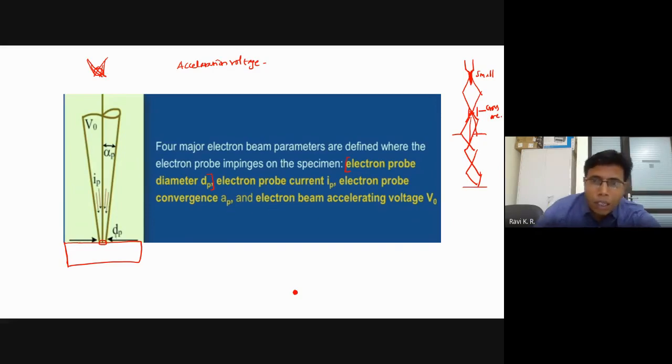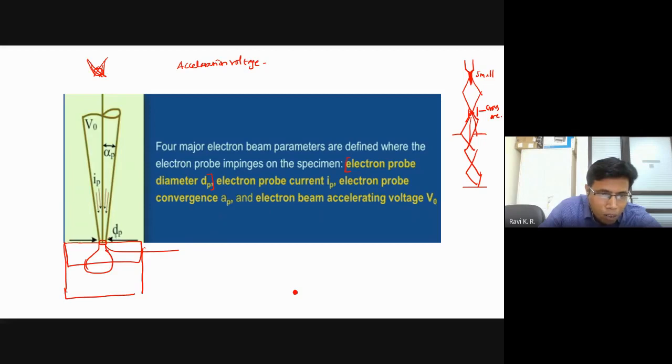So that way, we will see that the beam diameter is actually important, because the beam diameter is one thing, and from there only you start getting the, let's say this is your sample, you start getting the interaction volume. So if the beam diameter is larger, you will see that the interaction volume will be larger.